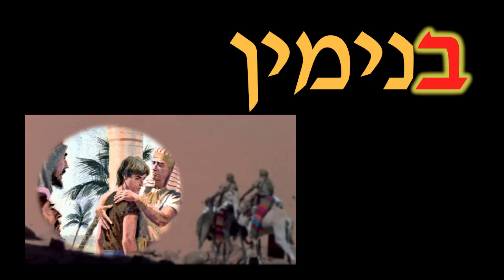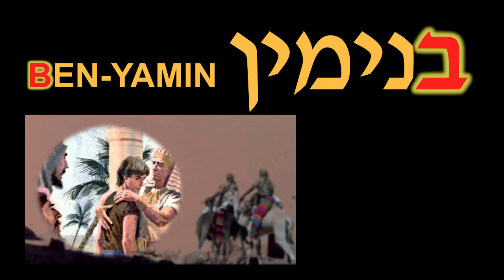And we have another name here. Can you recognize it by any chance? Begins with a beit. And it's Benjamin. And this means son of the right hand. That's interesting. We'll go into that more in other courses.